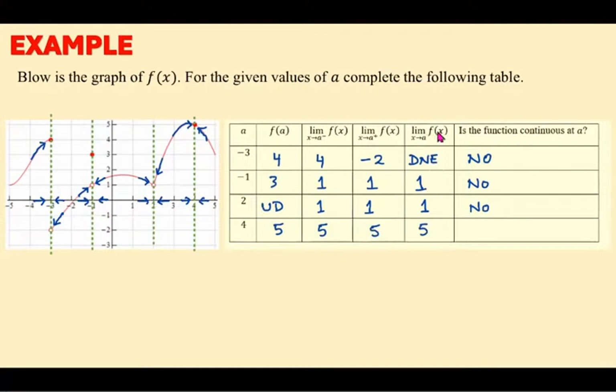So the limit is also 5. And finally, if you look at the limit of the function, that's a 5, and the value of the function, that's also 5. If the limit of the function and value of the function are exactly the same, the function will be continuous at that point. So in this case, yes, the function is continuous at that point. So this is how we can solve the problem involving limits and continuity using the graph.